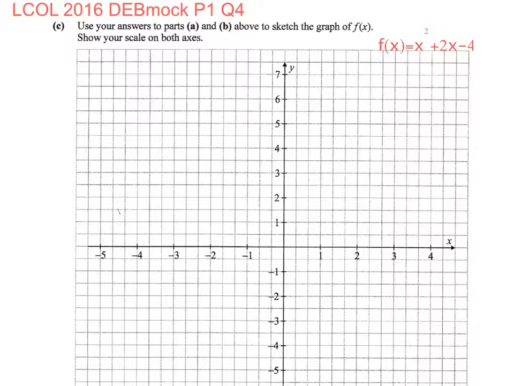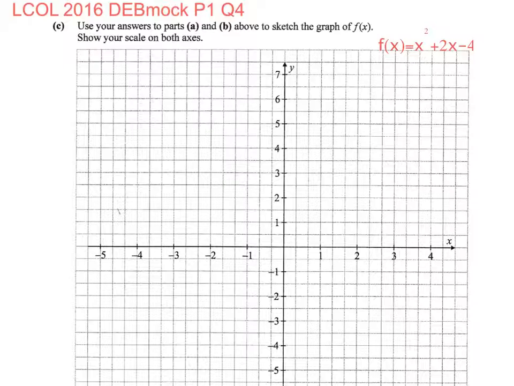So we have 3 pieces of information from part A and part B. We have where it's crossing the x-axis, the roots from part A, and we have a turning point from part B. Now, you could have left B blank. They've still told you (-1, -5) is the turning point. So even if you did have problems with B, you can still carry on with C.